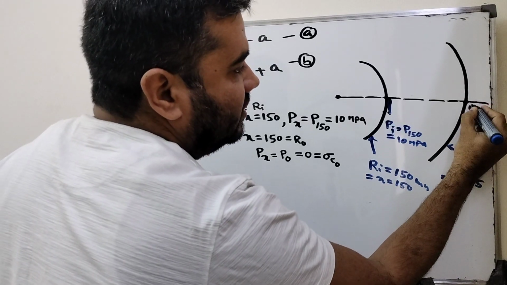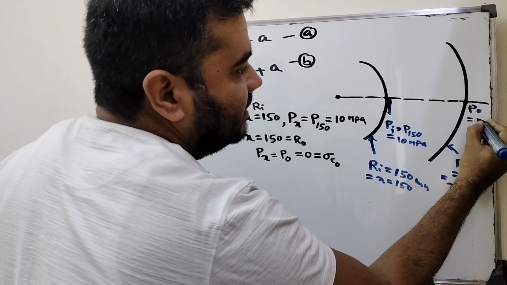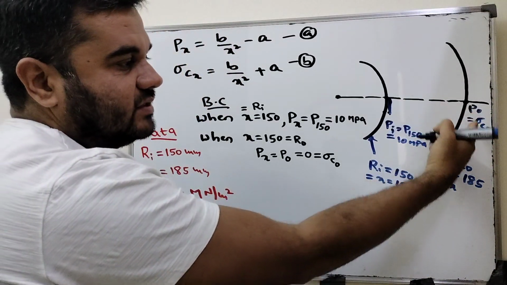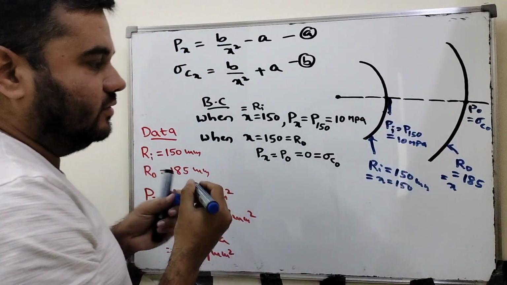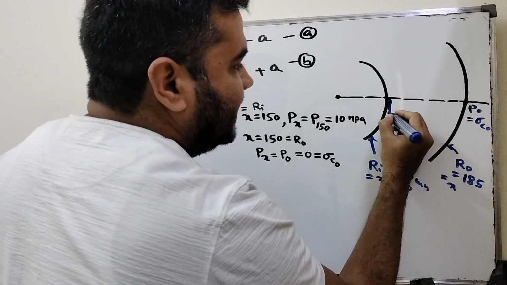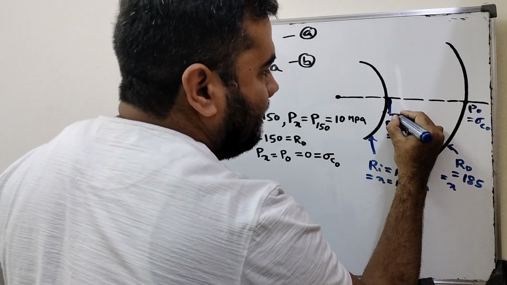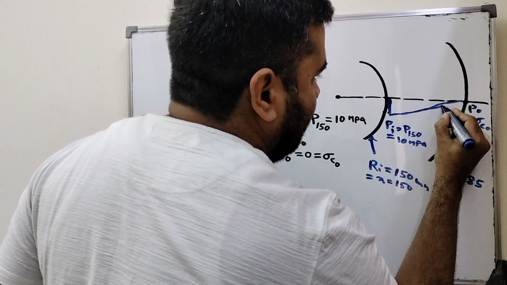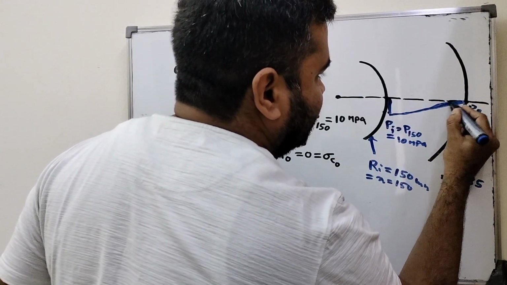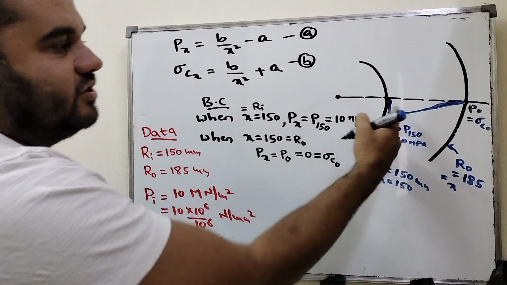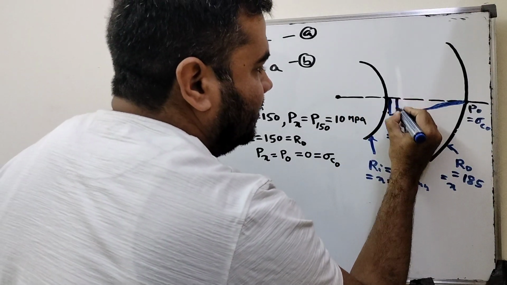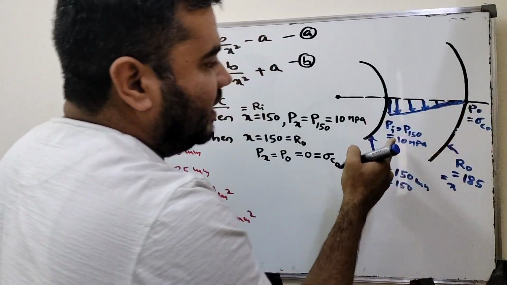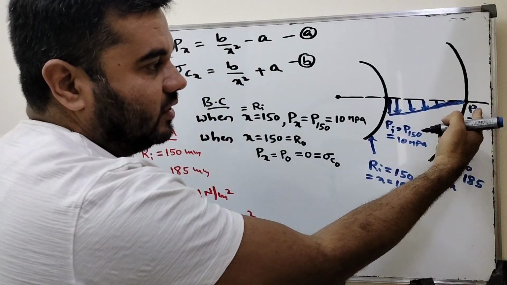So here P naught equal to 0, sigma C naught is also 0. If pressure is 0 at outside, circumferential stress is also 0. Now join, this is 0, this is 10 here. From here to here, join it. This is the pressure distribution of the wall. It means at the inner wall it is maximum, 10 MPa, and at the outer wall it is 0.